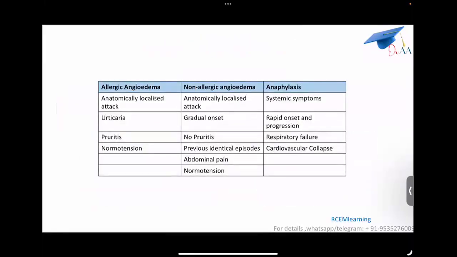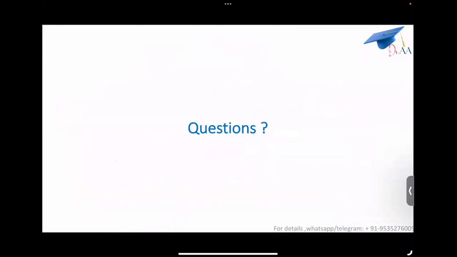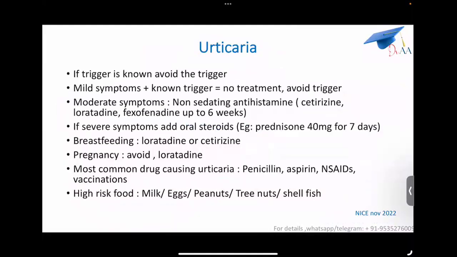Dr. Amin, can you mention what to avoid for urticaria in pregnancy? In pregnancy, we avoid any drugs. Usually, we don't give any drugs in pregnancy, so we avoid antihistamines also. If at all you are forced to give it, then you can give loratadine.